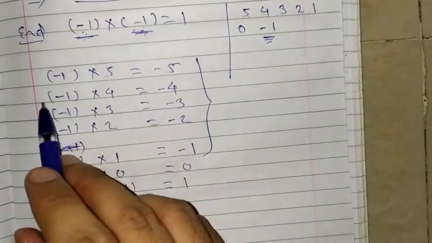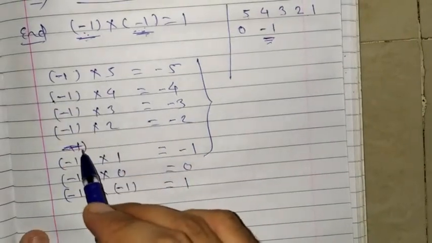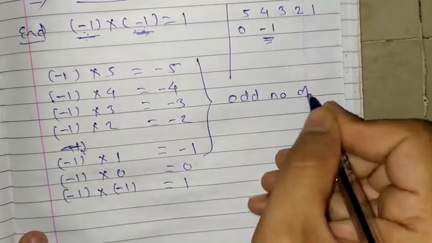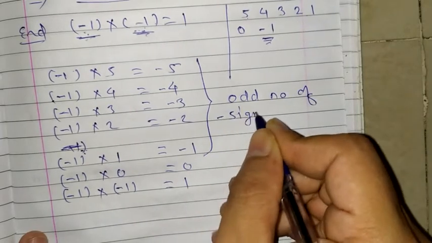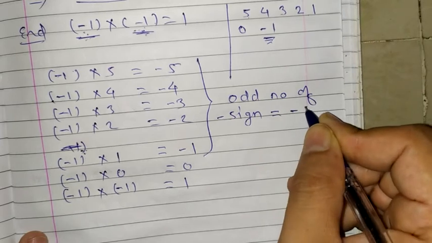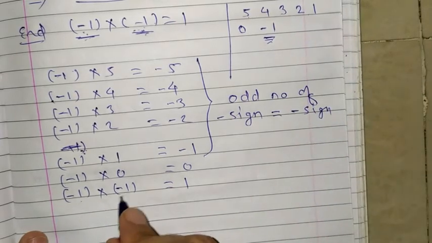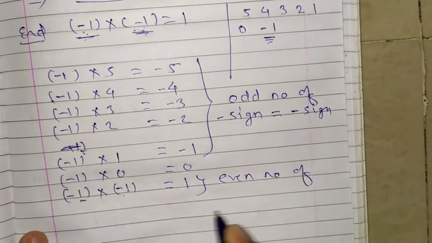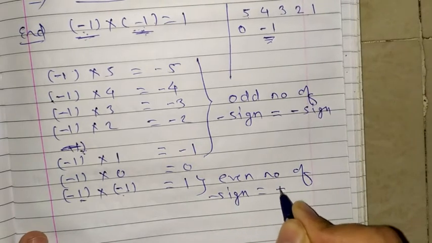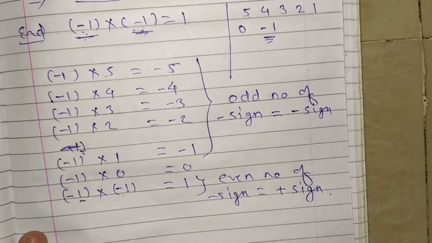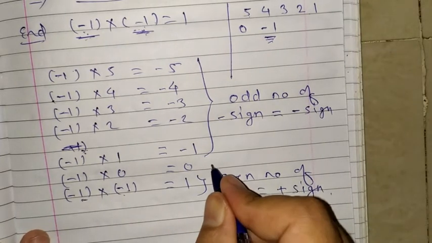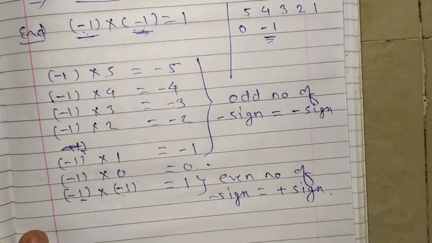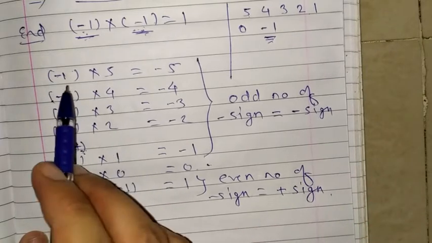in every example the minus sign is there only once. So you can write: odd number of minus signs equals minus sign, and here minus minus is there 2 times, so you can write: even number of minus signs is equal to plus sign. This is the simple formula for remembering this, and whenever 0 comes it is always 0. Here sign doesn't matter, because in 0 we don't write minus or plus. So you follow this pattern.